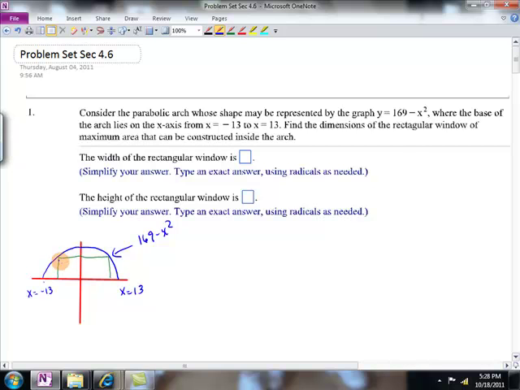All right, so what's the area of a rectangle? LW, okay? And so that's going to be 2 of these x's, because this is an x and that's equal. So this is an x value and this is an x value, and it's got to be the same, okay? And so we could also say that A equals 2x times y, right? Because here's the height, and that's a y value. So 2x, y. But what was y? y was equal to 169 minus x squared.